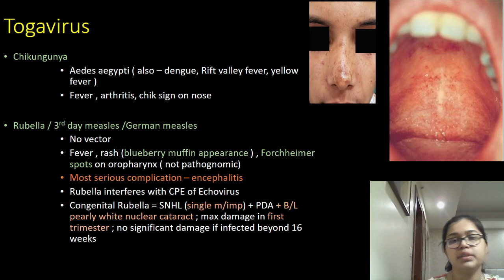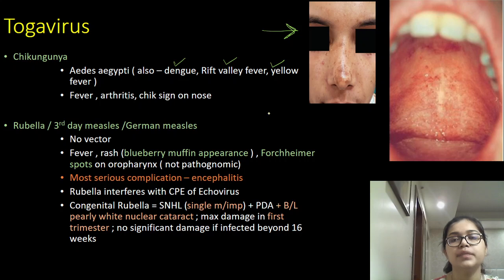Arboviruses, these are usually transmitted by insect vectors. The first one is Toga virus. The various infections transmitted by Toga virus are chikungunya, and the vector is Aedes aegypti. Aedes mosquito also transmits dengue. It also transmits Rift Valley fever and yellow fever.